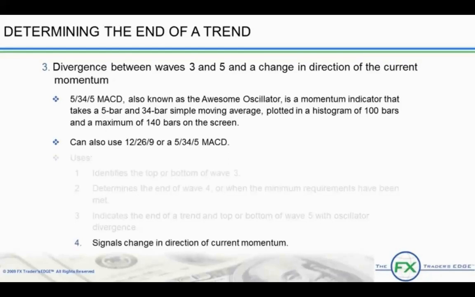4. It signals a change in direction of the current momentum. The Awesome Oscillator signals the immediate direction of the current momentum by looking at the relative position between the 534 histogram of the oscillator and the signal line, which is a 5-bar simple moving average of the 534 oscillator. Then, take trades only in the direction of the current momentum. If the histogram is below the signal line, take shorts. If the histogram is above the signal line, take longs.